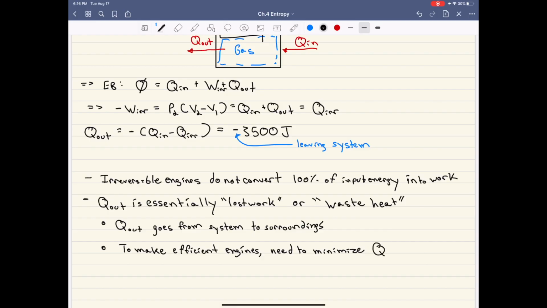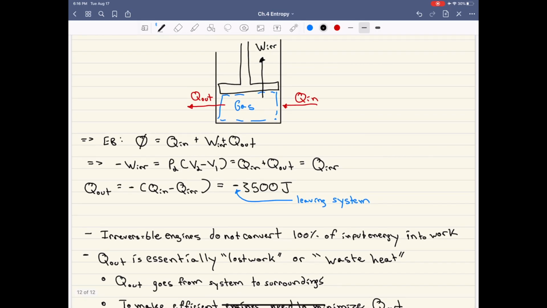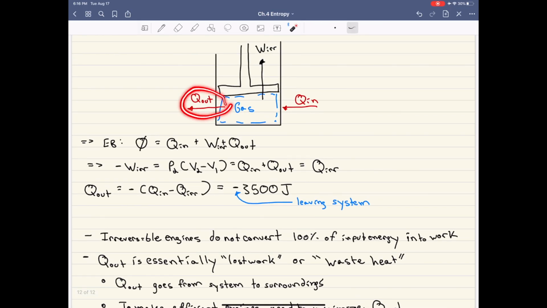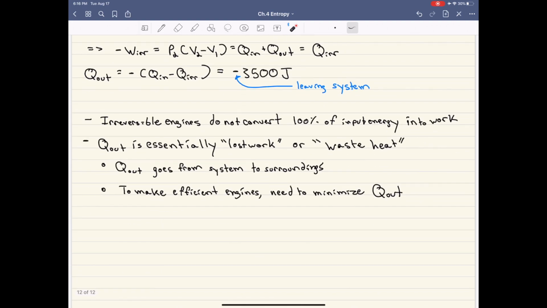In this example, I gave a very overspecified way of discussing this lost work, or this waste heat that leaves the system. But more generally, if you want to estimate the magnitude of this Q out a priori, in order to do that, we're going to need some other equation that allows us to calculate that ahead of time.